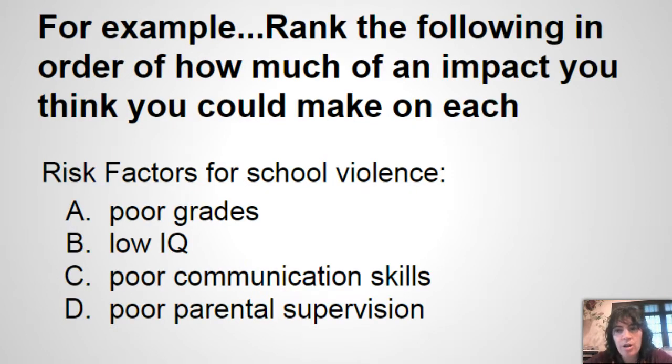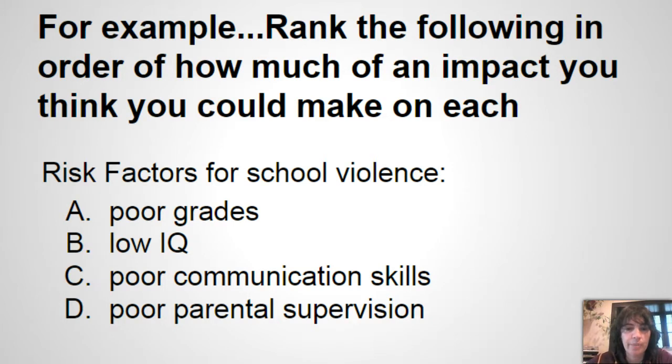Okay, so for example, rank the following in order of how much of an impact you think you can make on each of these. Four risk factors for school violence are poor grades, low IQ, poor communication skills, and poor parental supervision. Out of those, which one could you have the biggest impact on? And which one would you have the littlest impact on? All right, let you think about that for a second. When you do this for your topic, you're going to want to pick the ones that you feel like you can have the biggest impact on.